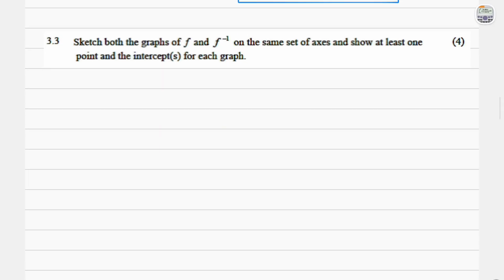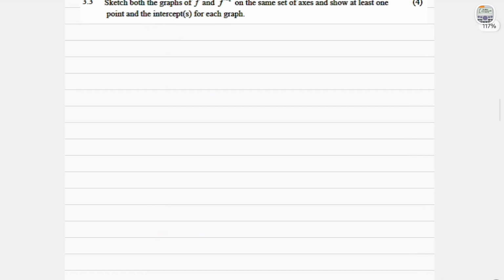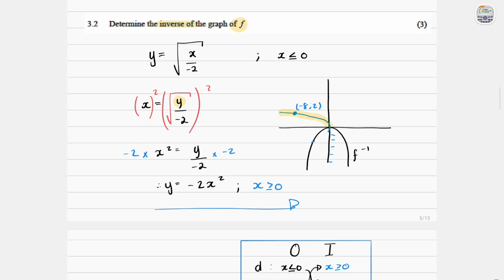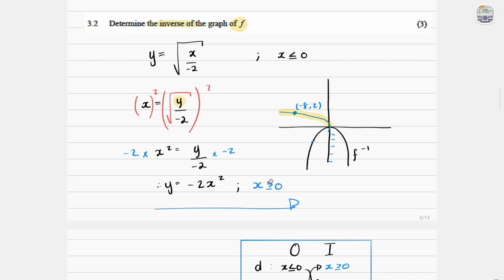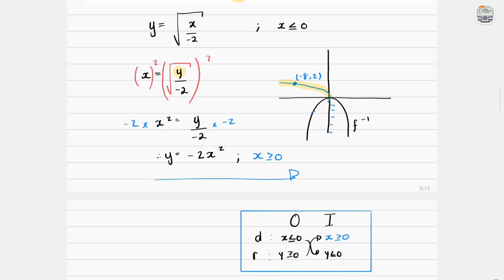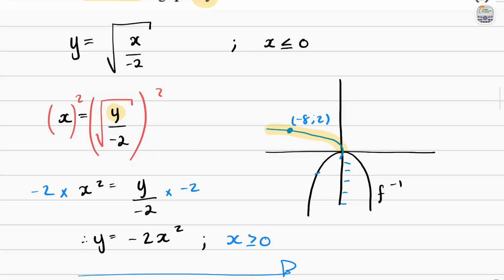Question 3.3 says, sketch both the graphs of f and the inverse on the same set of axes and show at least one point and the intercepts for each graph. We already have a rough idea of what it's going to look like, but let's put down our Cartesian plane first. Okay, and you see that where you get that rough idea is when you start to consider what that domain is, okay? Because you see that the original had a domain, so you need to also state that for the inverse. So we know now that the original graph looks like this because they told us about a point that lies on the graph.